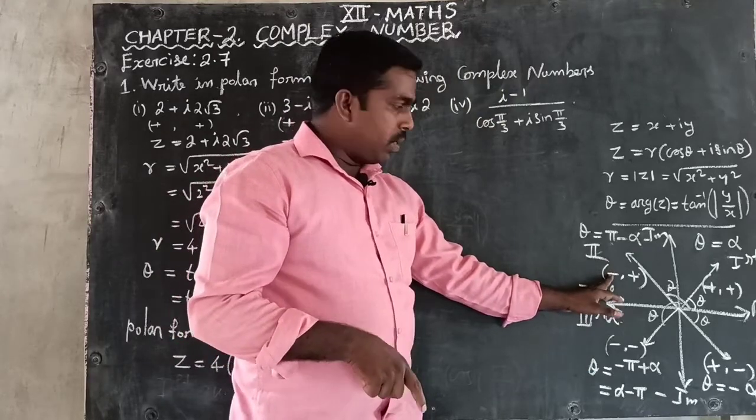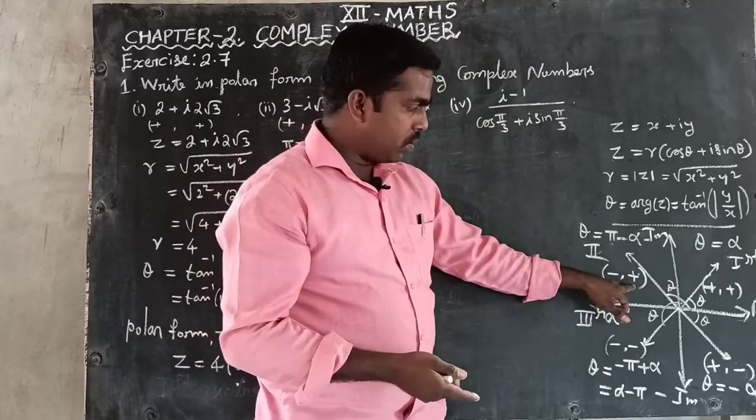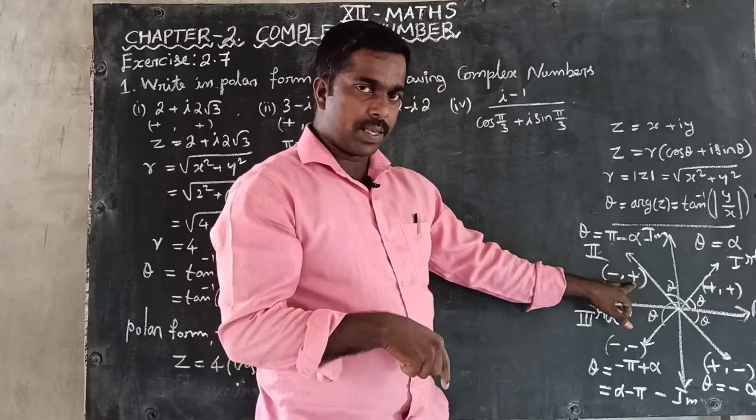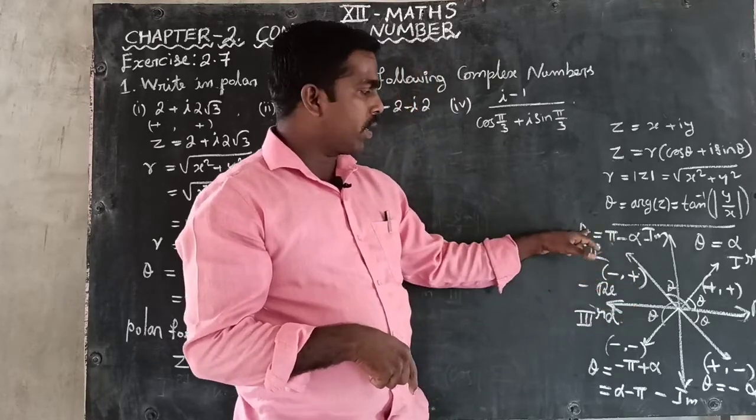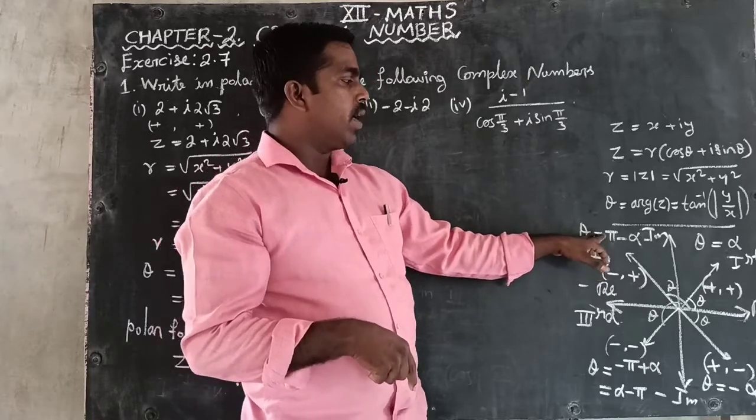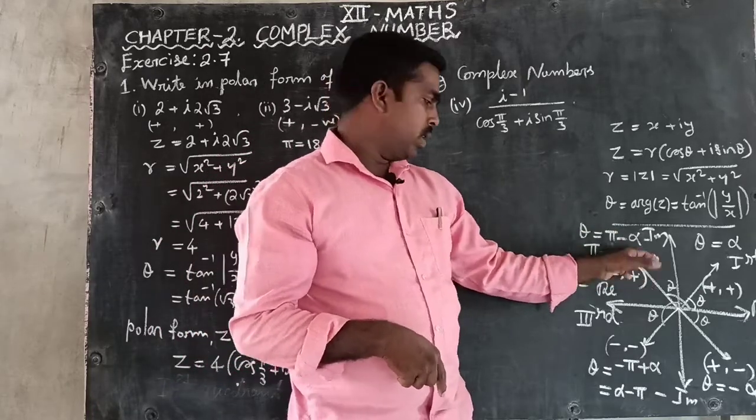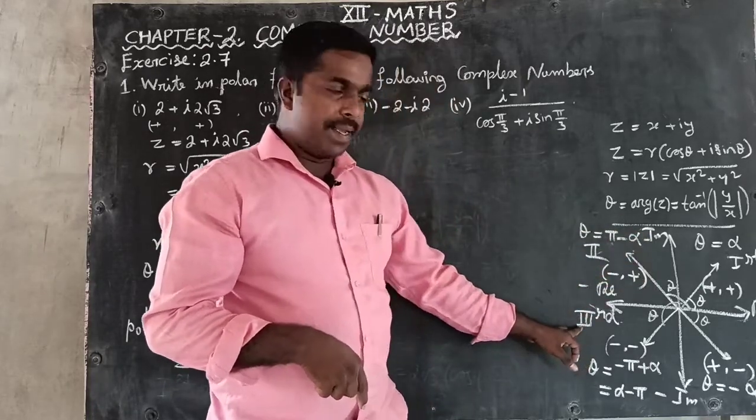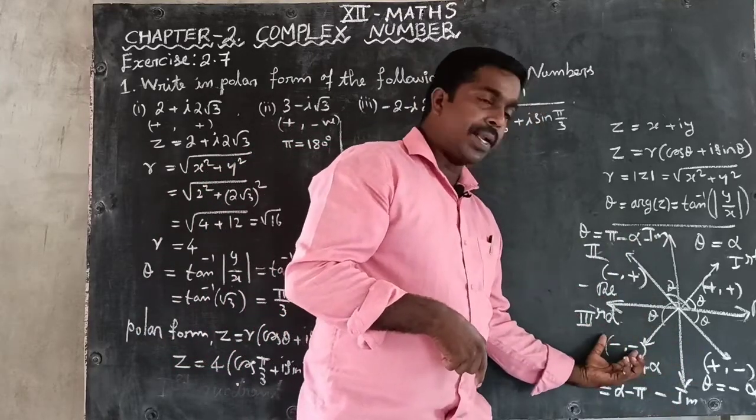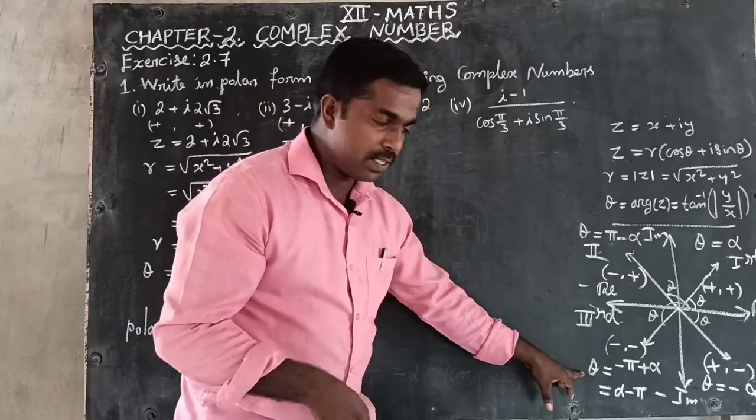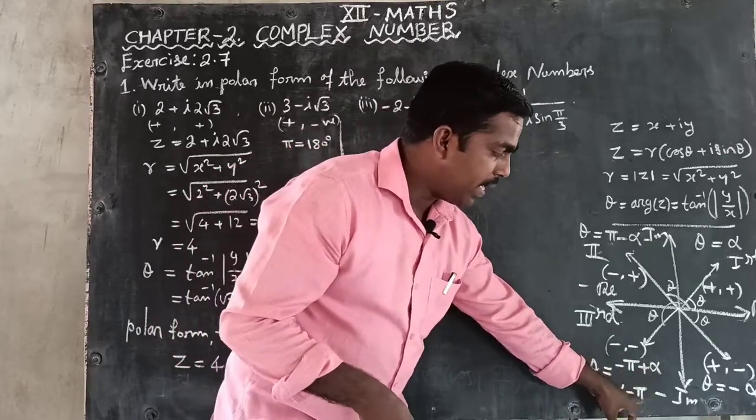Real is negative, imaginary is positive. So minus plus, the complex number minus plus, that is second quadrant. The formula is theta is equal to pi minus alpha. In the third quadrant real and imaginary both are negative. The formula is theta is equal to alpha minus pi.